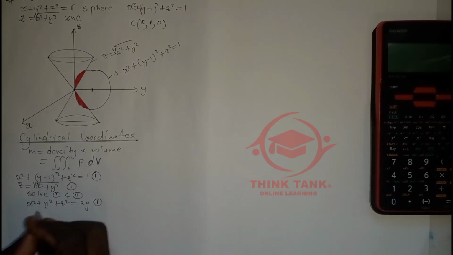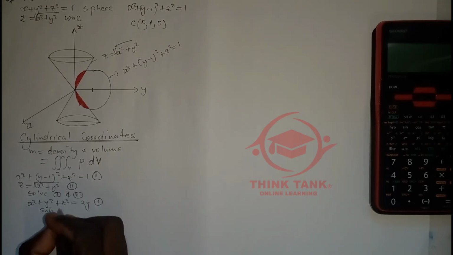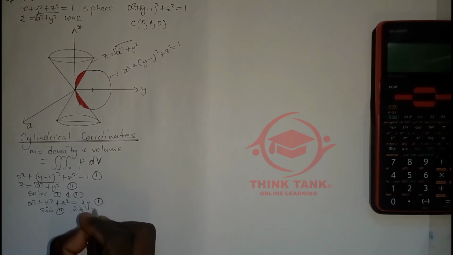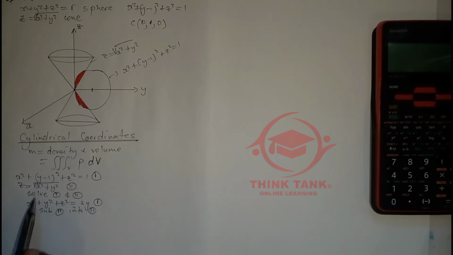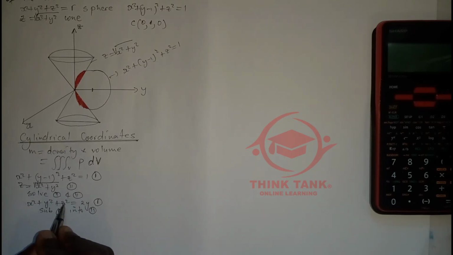Now I'm going to sub 2 into 1. Because you know z squared equals the square root of what? If I remove the square root here, I'm going to have z squared equals x squared plus y squared. And I'm going to substitute this into equation 1. So I'm going to have x squared plus y squared, and instead of writing z squared, I'm going to write x squared plus y squared.